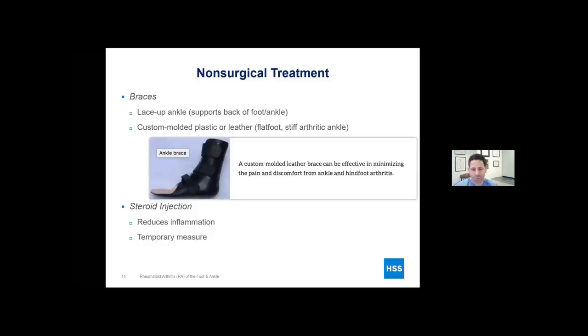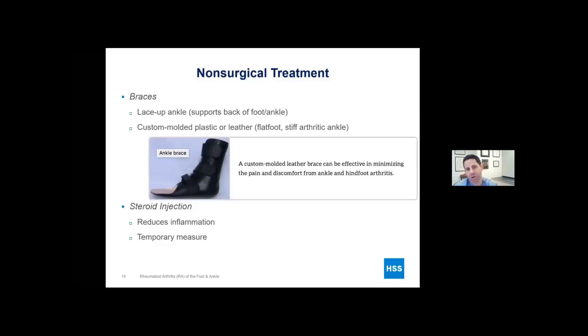Steroid injection. An injection of cortisone into the affected joint can help in the early stages of the disease. In many cases, a rheumatologist or medical doctor may also perform these injections. The steroid helps to reduce inflammation within the joint. The steroid injection is normally a temporary measure and will not stop the progression of the disease.